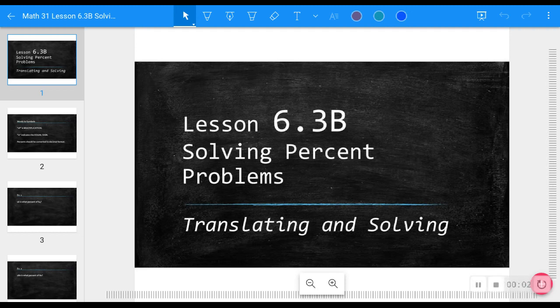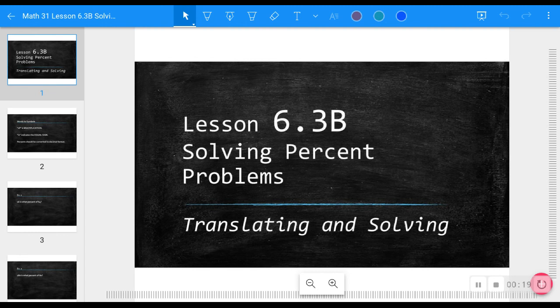Okay, this is Mr. Peterson again, and this is lesson 6.3, part B for Math 31 at Longview College. In this section, we're going to be translating percent problems and solving them.